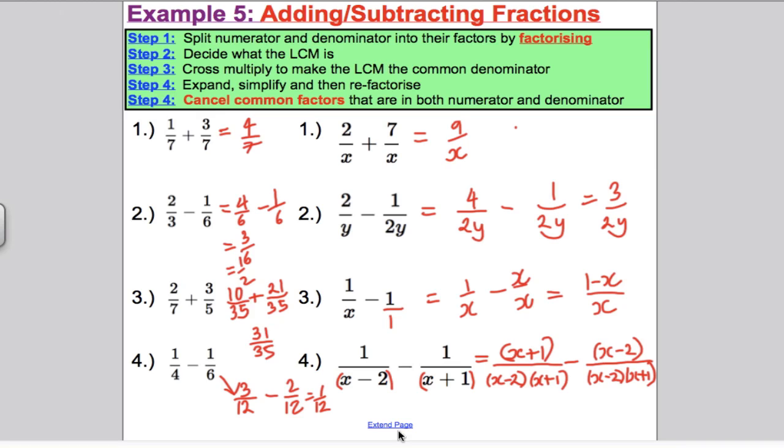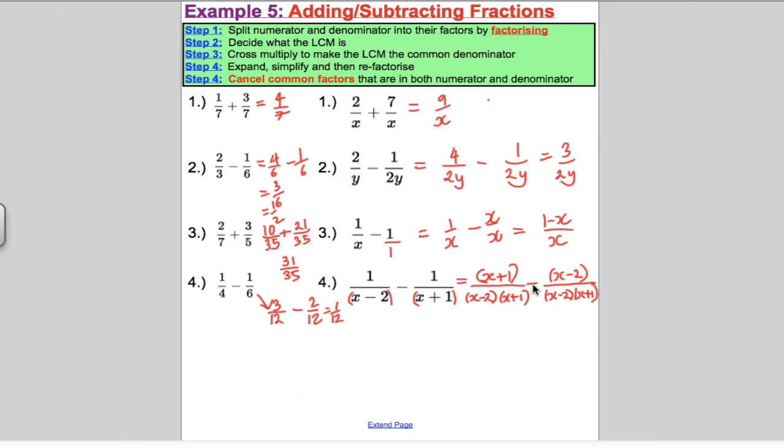Now, careful here, I'm just going to extend the page. When we combine these, we would have x plus 1 on the top, subtract everything from here. We're going to subtract everything, so I'm going to keep it in brackets so we don't make a mistake. Okay, now x subtract x is nothing. 1 subtract 2 is actually -1. So this threw up a bit of a surprise result there.